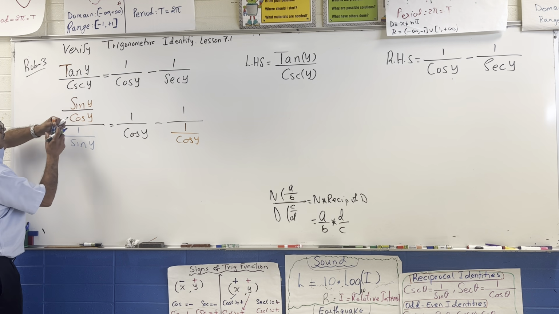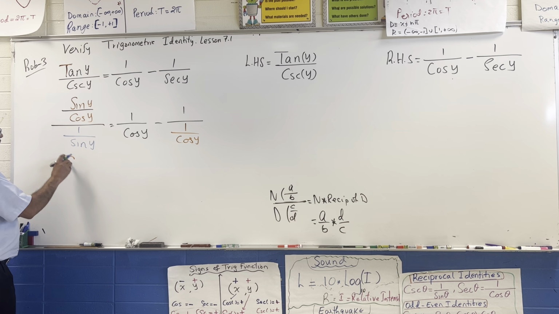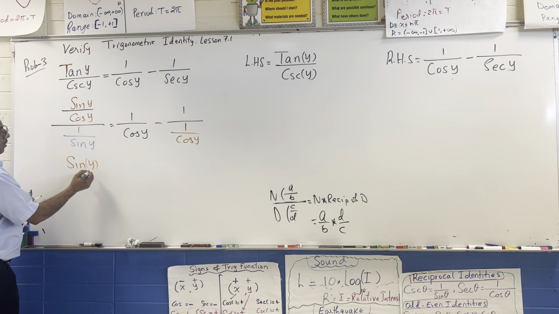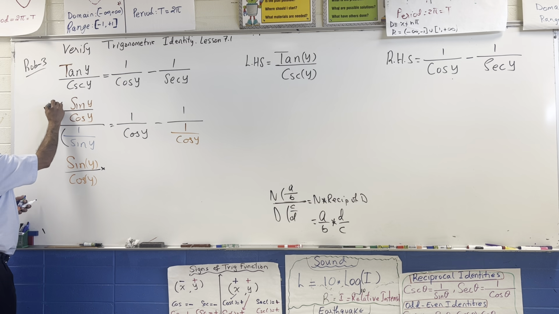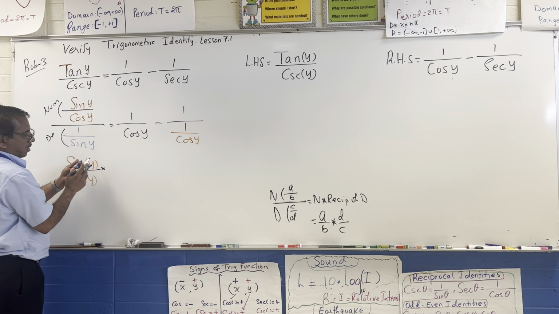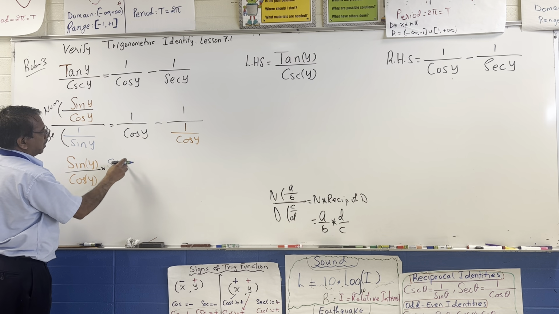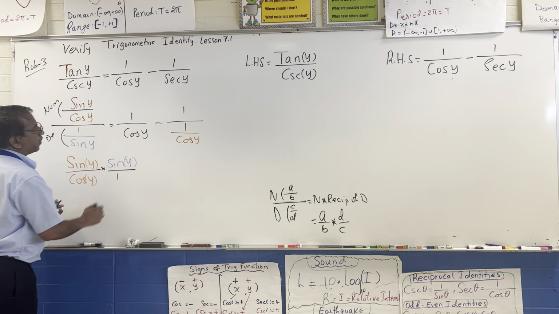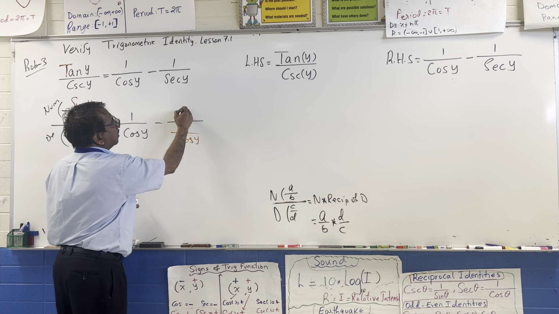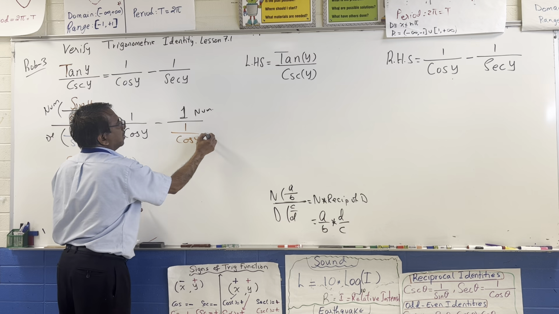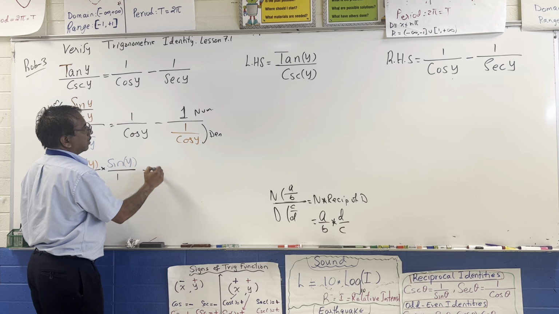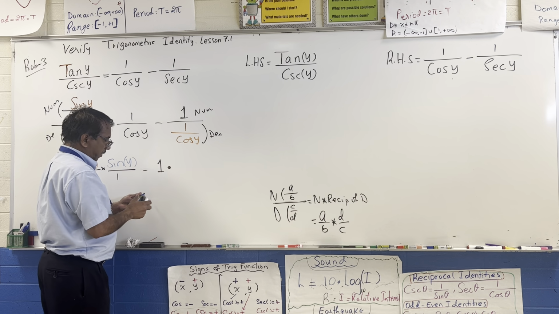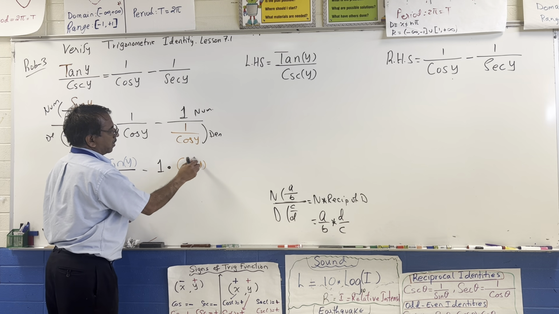So this sine y over cosine y stays the same. Then this is the numerator, this is the denominator, and you flip this: sine y divided by 1 equals, same thing, this is the numerator, that's the numerator, and this is the denominator. So keep, so the minus stays, keep, and flip this, which will be cosine y divided by 1.